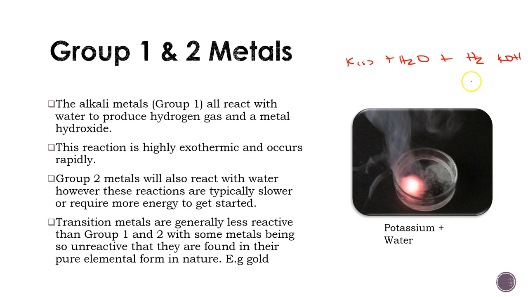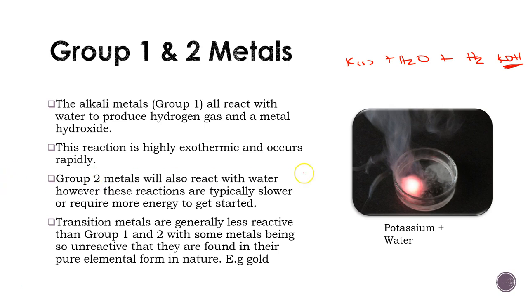This reaction here is going to make the solution basic, which is why they're known as alkali metals. We produce this hydroxide. And the production of the hydrogen gas is highly exothermic, and as it does that, the hydrogen ignites, which is where we see the explosive nature of these metals.